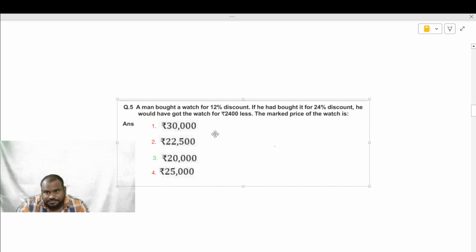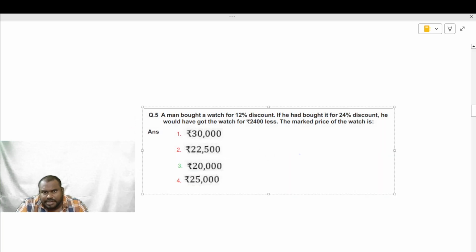Next question. A man bought a watch at 12% discount. If he had bought it at 24% discount, he would have got the watch for 2,400 less.